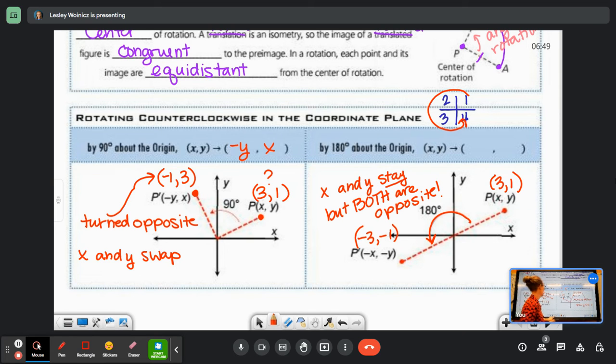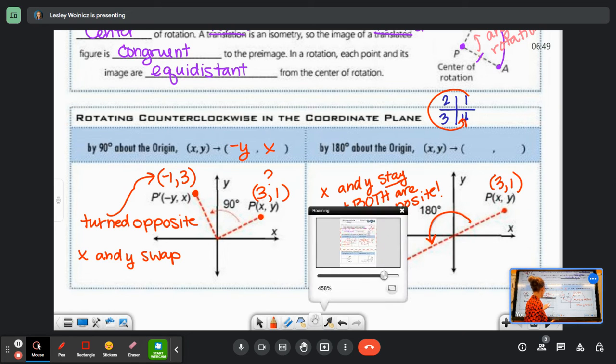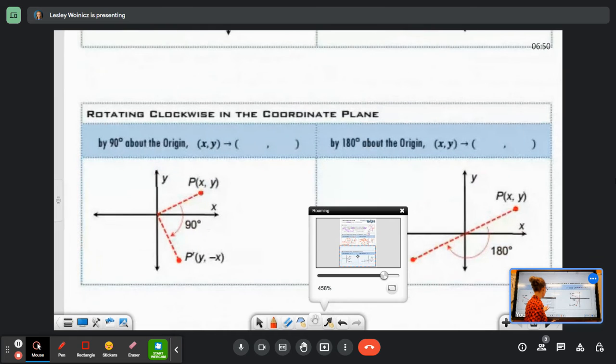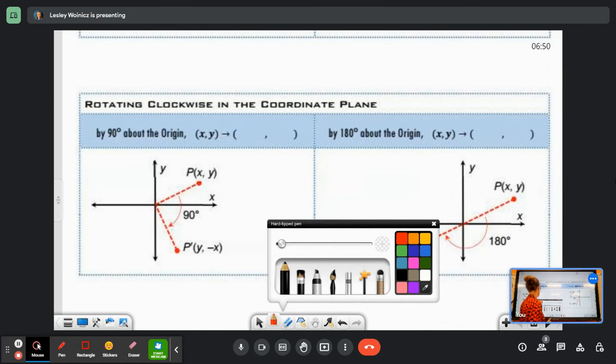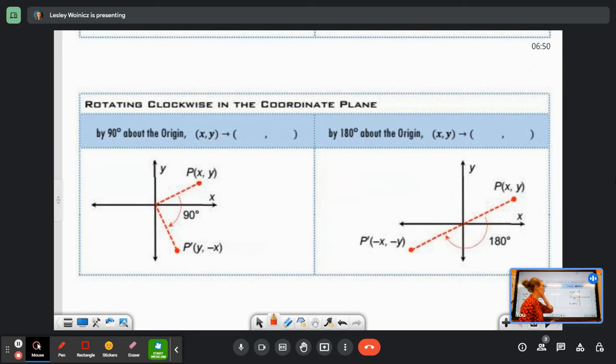Okay, so that's counterclockwise. If we go clockwise, something very similar happens. All right, well, let's look.